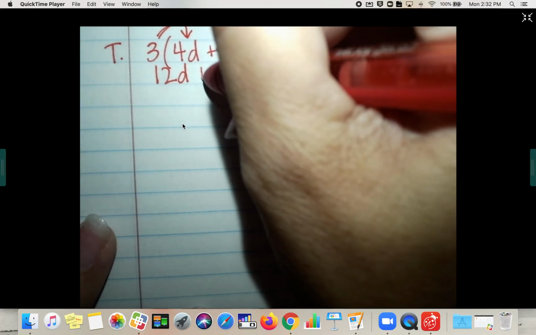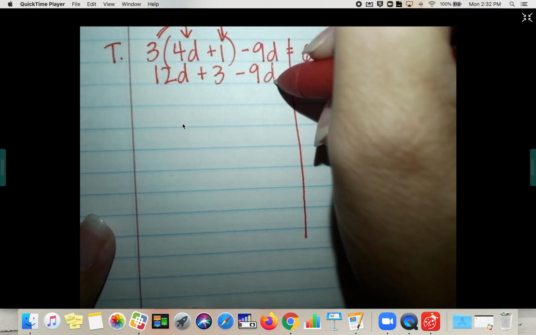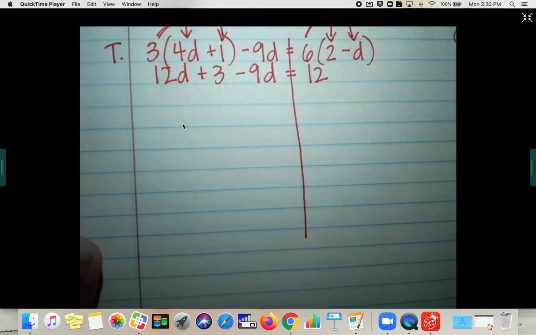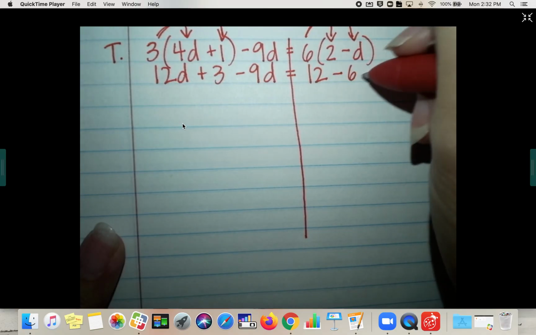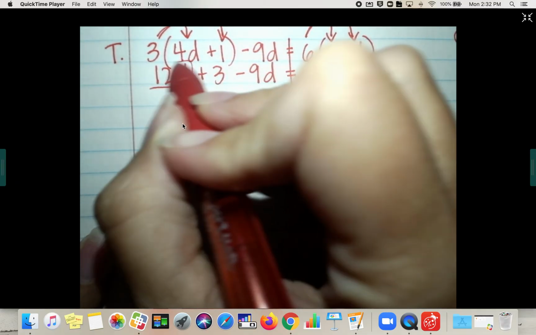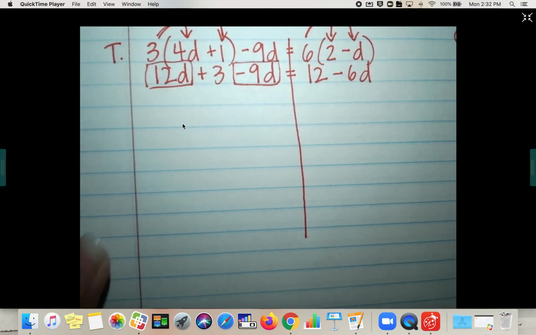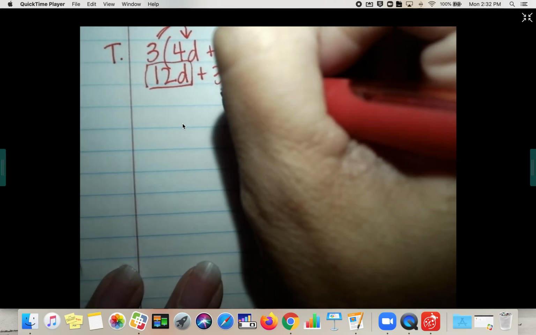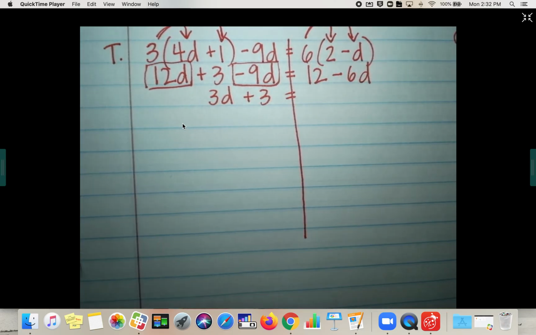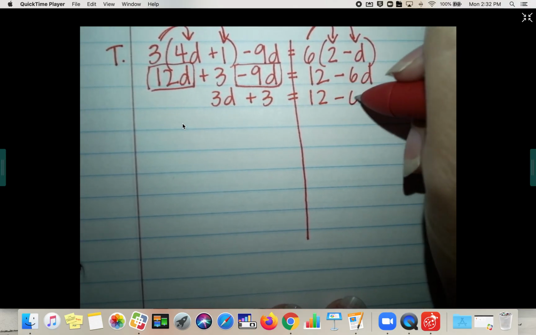this looks good. 3 times 4D is 12D. 3 times positive 1 is positive 3. Bring down your minus 9D. 6 times 2 is 12. 6 times negative D is negative 6D. All right, look for like terms. I see a 12D and a minus 9D on the same side. So let's go ahead and combine those. 12 minus 9 is 3D. That's funny. I'm going to bring down my plus 3 because I haven't used that yet. I'll keep these the same for now.